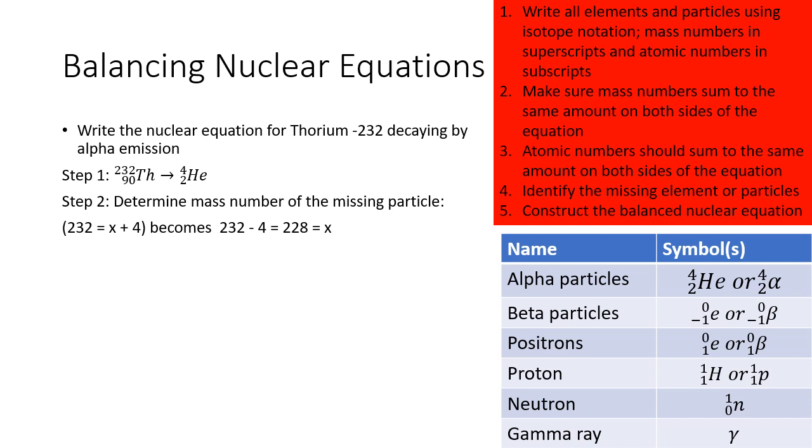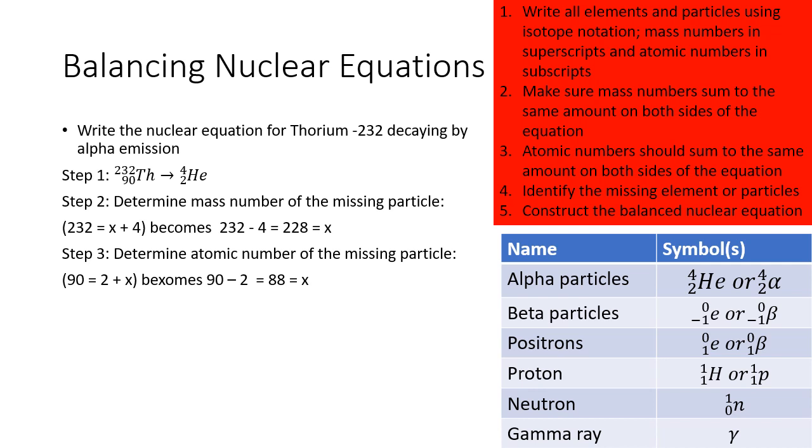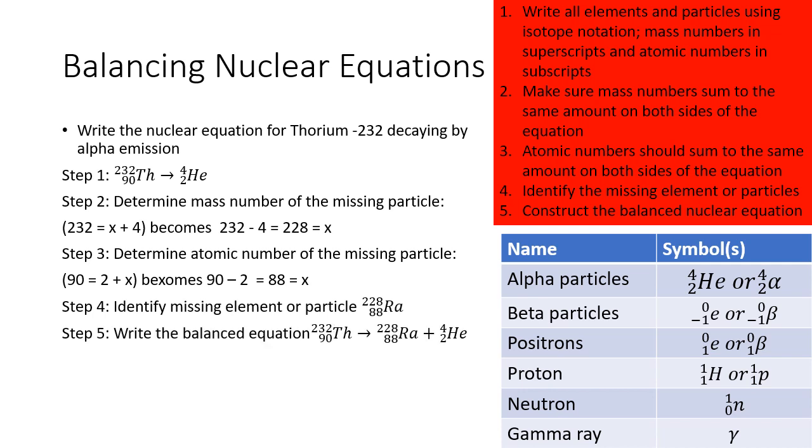Step 3, the atomic numbers should sum to the same amount on both sides. So when we do that, we have 90 equals 2 plus x. X equals 88. All right, we have 228 for our atomic mass number. We have 88 for our atomic number. If we go to the periodic table and look that up, our missing particle is radium. Radium has 88 protons. All right, so now we plug everything back into the equation and we write it out.